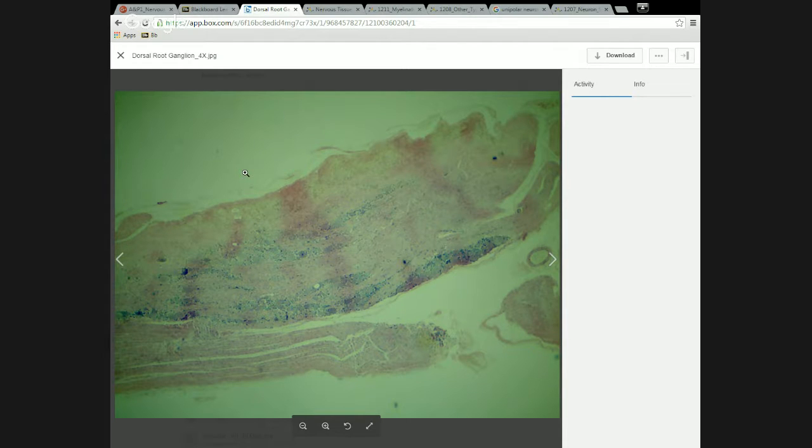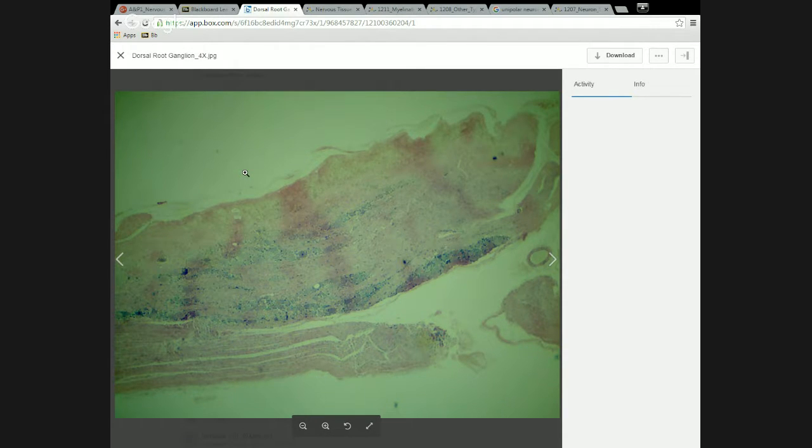There's actually two roots, one on the ventral side, which are axons leaving the ventral motor neurons going out to the periphery, and another root on the dorsal side, which are axons of these cells entering into the spinal cord. And so attached to the dorsal root is a ganglion where the cell bodies that make up the dorsal root fibers are located.